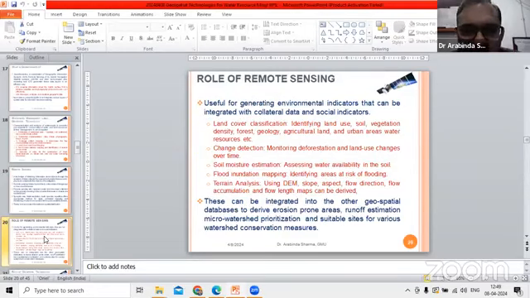Okay, role of remote sensing. I've already told you, remote sensing can provide you all kinds of data, right? Land cover, land use. You can perform change detection, as I told you. What was the land use, land cover of Gangadhar in 1980? You can find out. Soil moisture, as I told you.